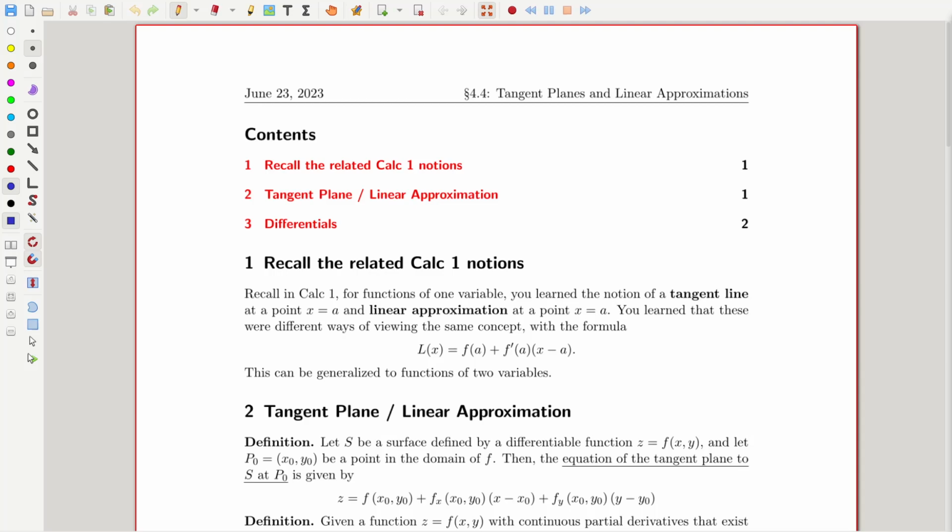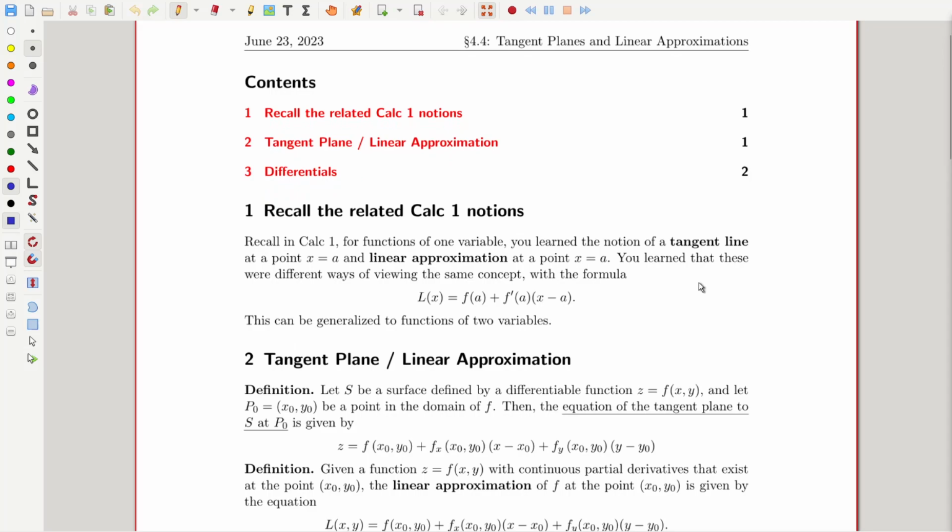Tangent planes and linear approximations. So this topic is probably going to be rather short. I think there's not too much to say about it. The first thing is to recall the analogous version of this from Calc 1.